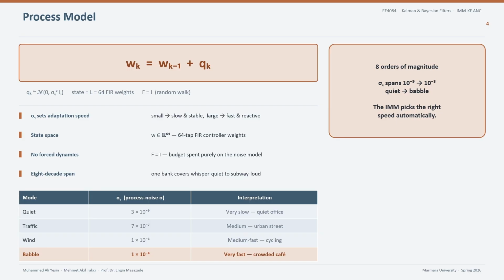The single most important parameter here is sigma q, the process noise standard deviation. It is the adaptation speed. Small sigma q means slow and stable, large means fast and reactive. That's the exact trade-off from slide 2. Now look at the table. Our four modes span sigma q from 3 times 10 to the minus 9 for a quiet office, all the way up to 10 to the minus 3 for babble. That's 8 orders of magnitude. One bank of filters that covers everything from a whisper-quiet room to a subway platform.